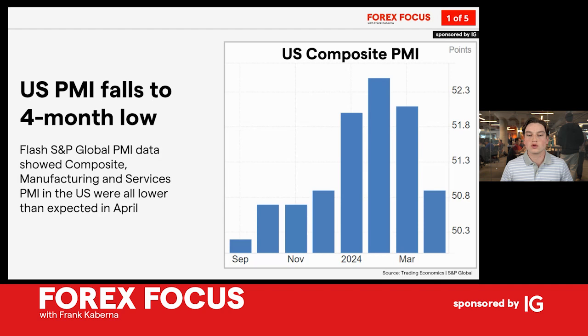And so we're seeing a 4-month low in composite PMI at 50.9, but composite, manufacturing, and services all came in lower than expected. Manufacturing actually dipping below that 50 threshold into contractionary territory at 49.9. And this is also our first snapshot of the U.S. economy for April, as this is a flash reading while we're still in April for this month's performance.